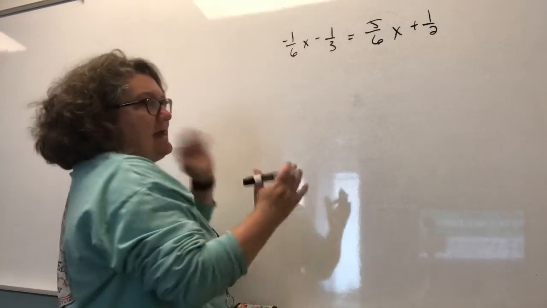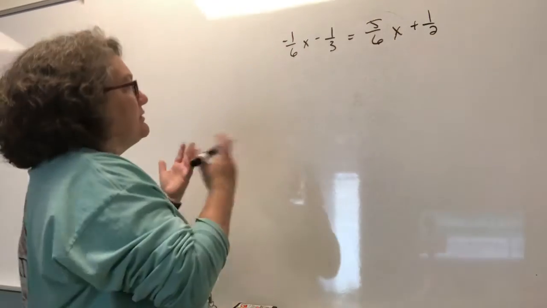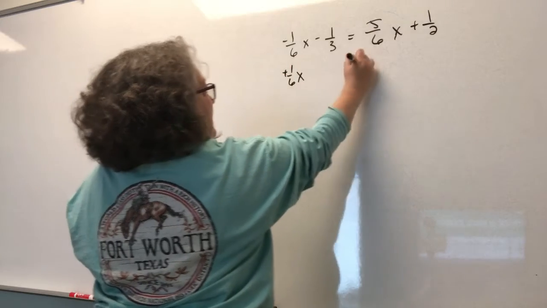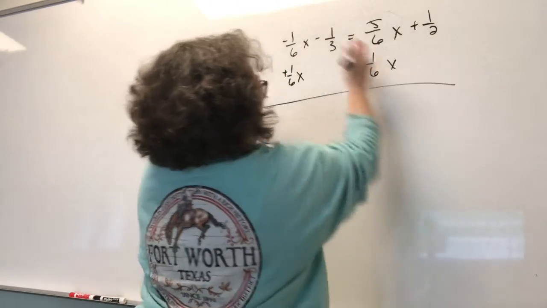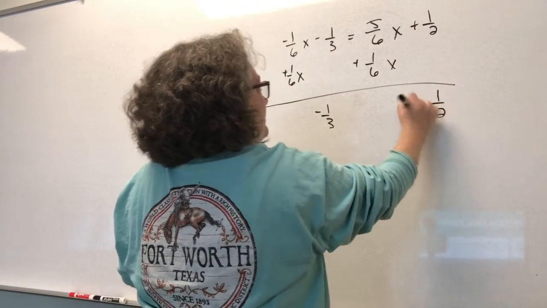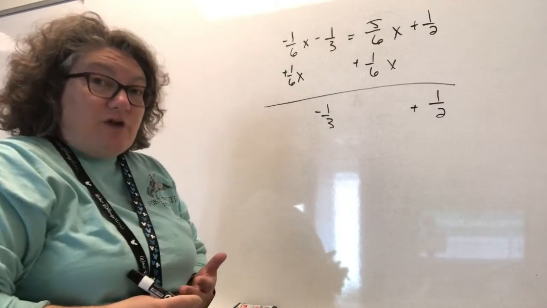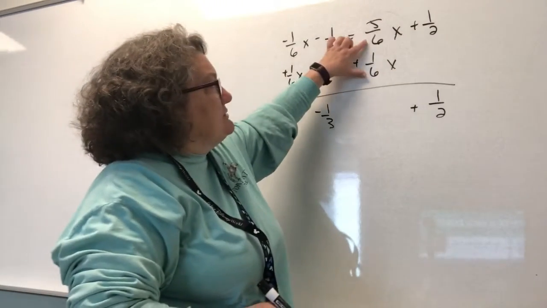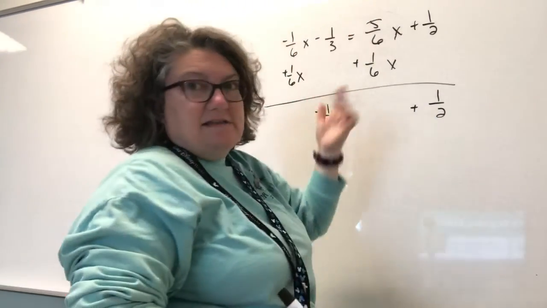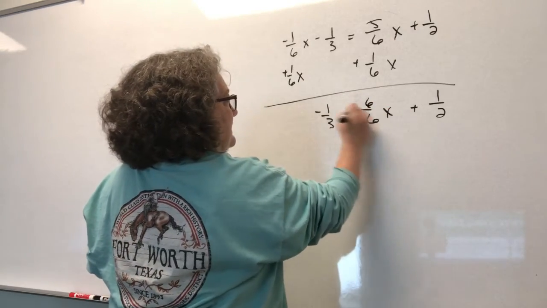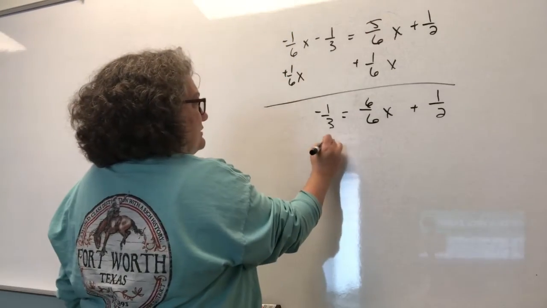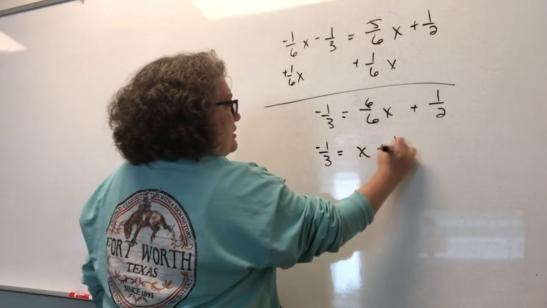So once again, I'm going to get my x's on one side and my non-x's on the other, and we're going to do that just by adding and subtracting. So I'm going to add the 1/6 x, add 1/6 x. What's left on this side is just negative 1/3. What's left on this side, I do have the 1/2, but I have to add these fractions. And with fractions, you must have common denominators to add them or subtract them, and I do. Both of these have a common denominator of 6. So then I can just say 5 plus 1 is 6 over 6 x. Now what is 6/6 x? That is just 1x, right? So I can simplify this and I go negative 1/3 equals x plus 1/2.